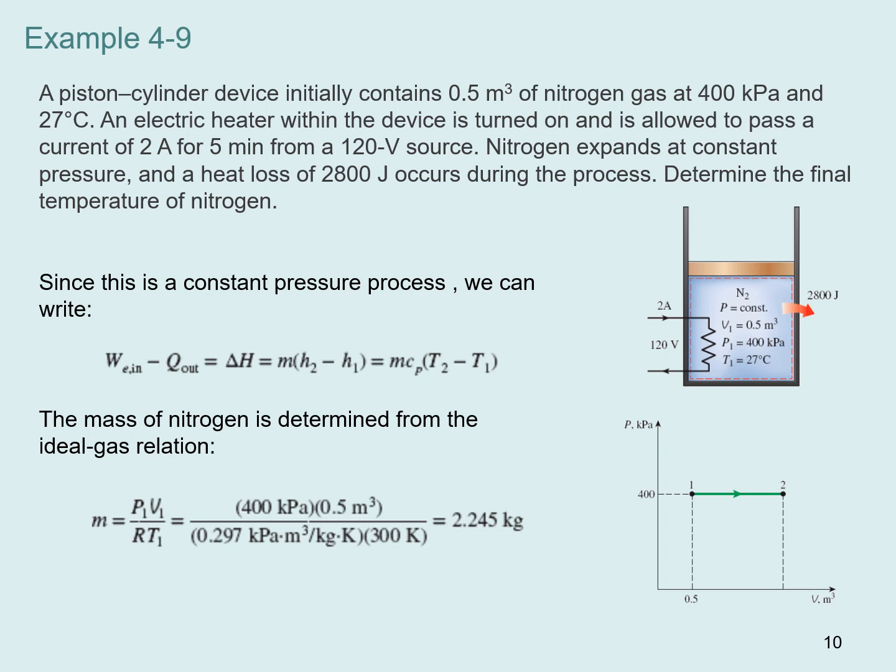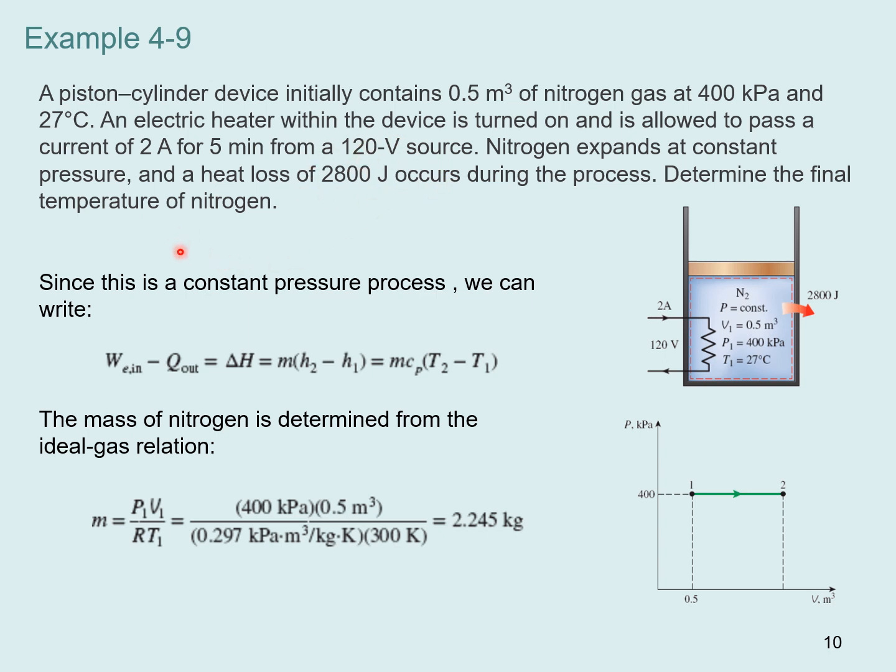Let's look at another example, example 4.9. We have a piston cylinder device initially at 0.5 cubic meters. It's filled with nitrogen gas at 400 kilopascal and 27 degrees C. We have an internal electric heater within the device that is turned on and allowed to pass a current of 2 amps for 5 minutes from a 120 volt source. The nitrogen expands at constant pressure, and we have a heat loss of 2800 joules. Determine the final temperature of the nitrogen.